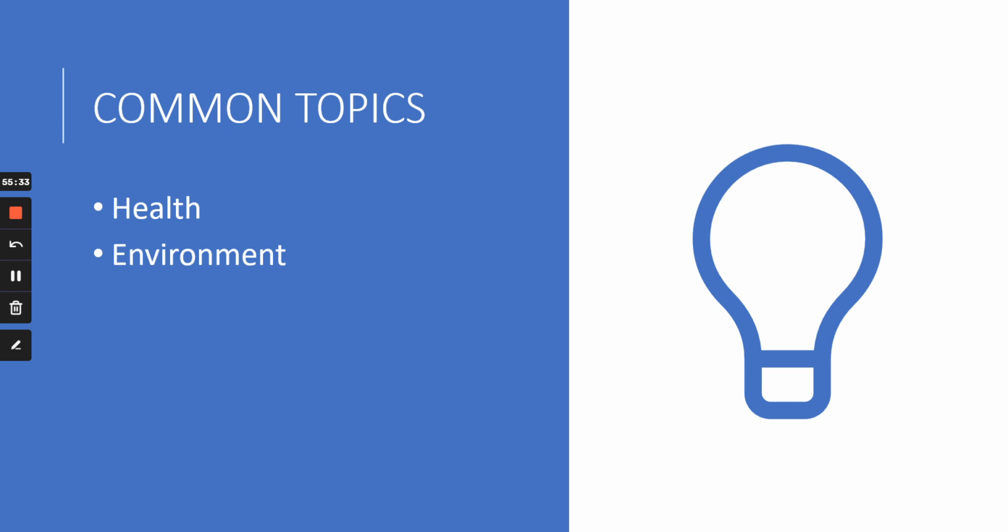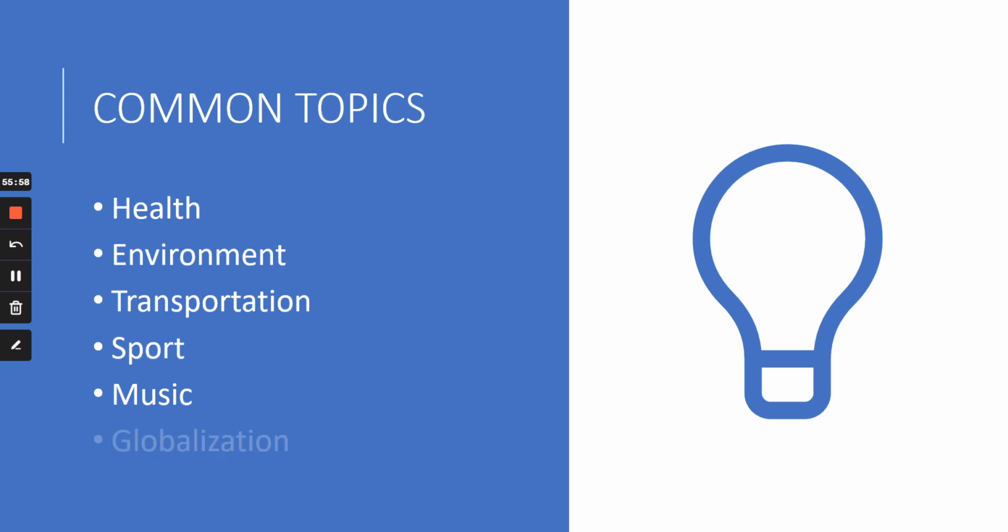Or there can be an IELTS essay on environment. So start reading about environment in the BBC app or on Google. Then you will have an advantage when you get the essay on environment. Then transportation, sport. Every IELTS essay is on health, environment, transportation, sport, or music. So start reading about music in the BBC app or in some Google article. You will have an advantage when you get an essay topic on music. Then globalization. So these are the topics.